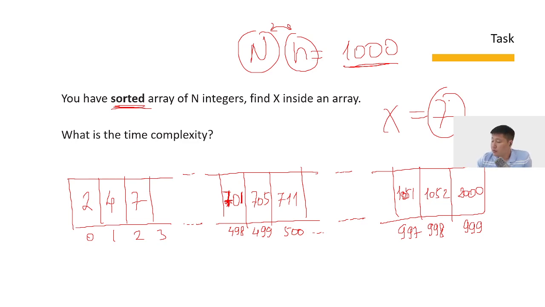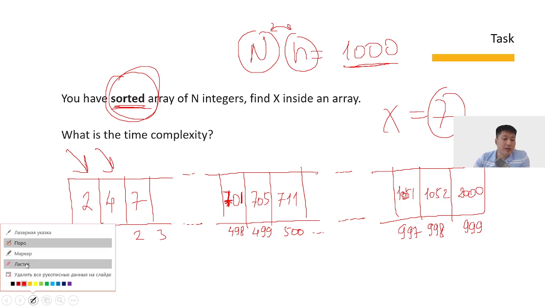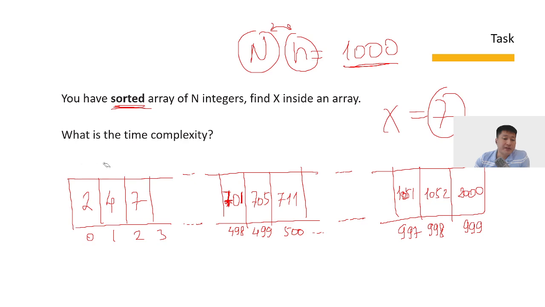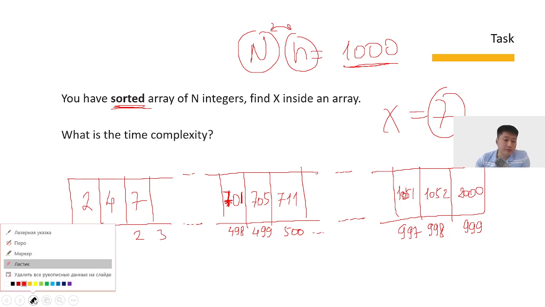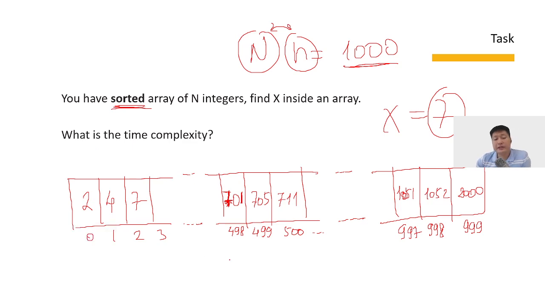So how do we search? We can do it like we did before: just iterate over each element. Is there 7? No. Is there 7? No, and so on. But when the array is already sorted, we can do it much faster. How can we do it?